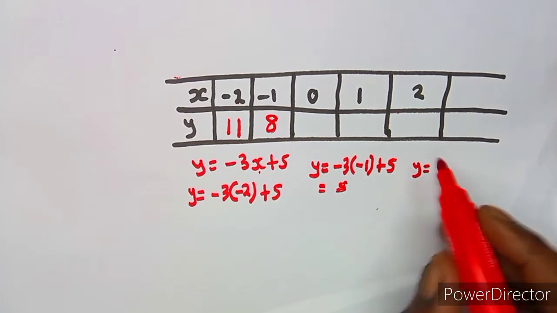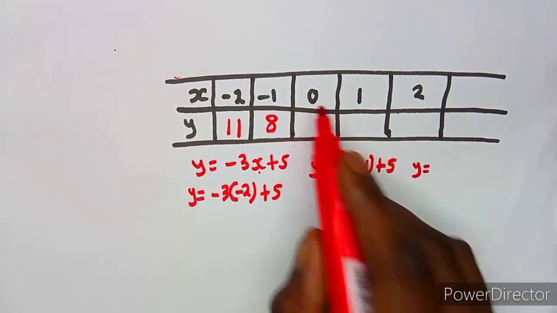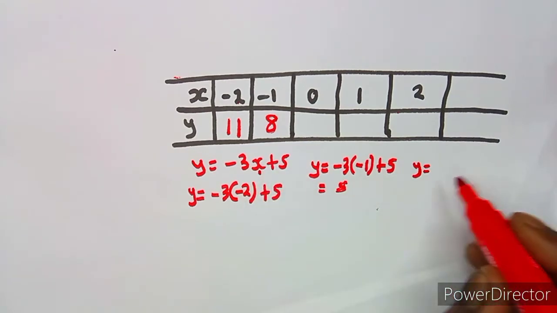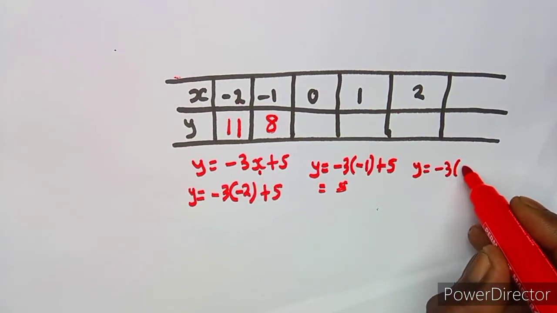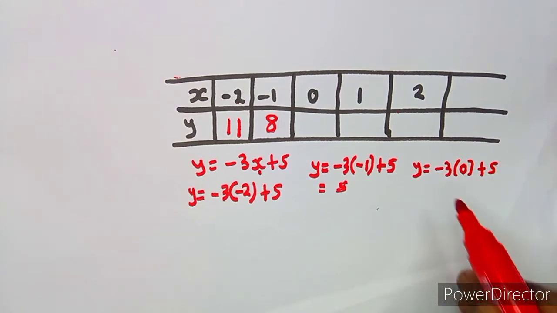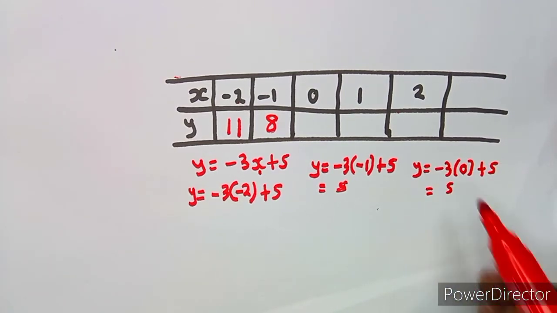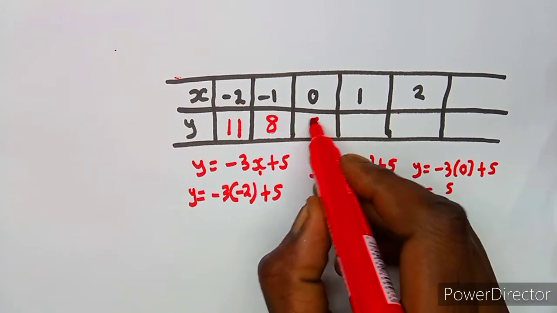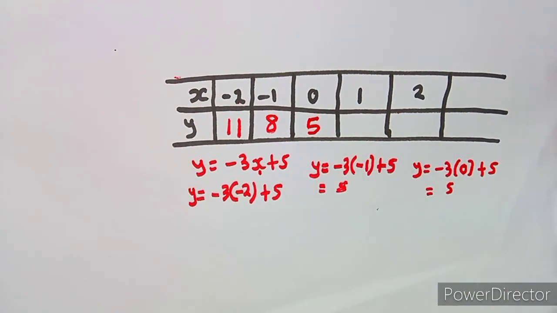You do the same when x is equal to 0. So in place of x, you substitute a 0. So it's minus 3 into 0 like this, plus 5. All right, so from your calculator, you're going to obtain 5. So y is equal to 5 at that moment.